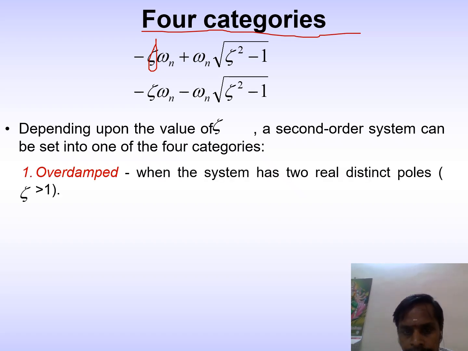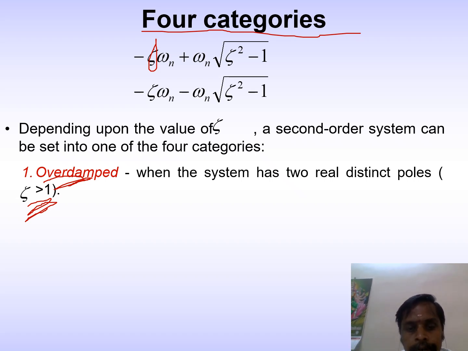Okay, so we will consider the reference value of zeta as 1. If the zeta value is greater than 1, what about its damping value? The damping value is greater than 1. So that is overdamped.